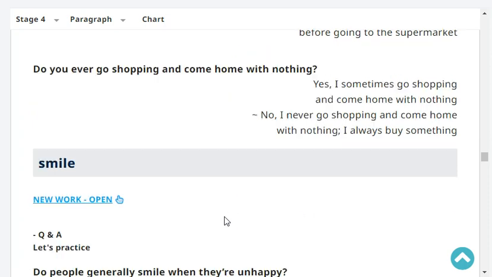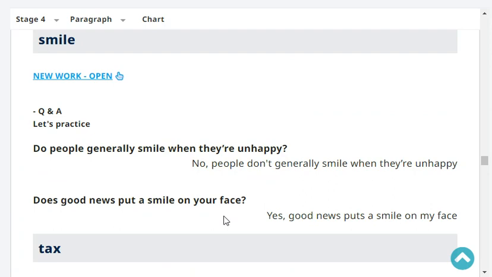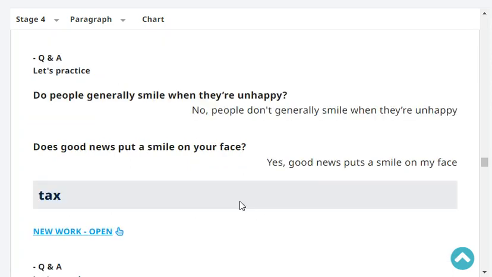Reggie, do people generally smile when they're unhappy? No, people generally don't smile when they're unhappy. Does good news put a smile on your face? Yes, good news puts a smile on my face. Very good.